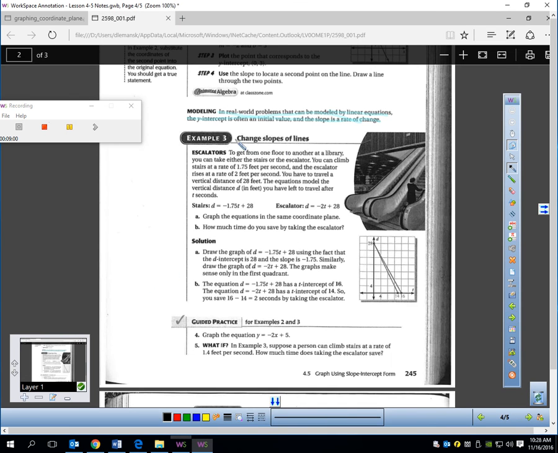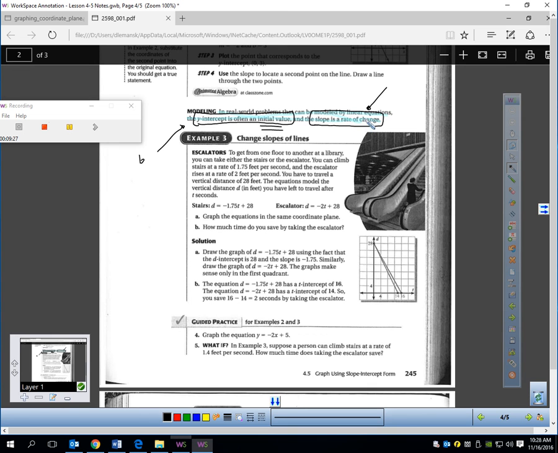Okay, now, in real-world problems that can be modeled by linear equations, the y-intercept is often the initial value of the problem. So whatever number is in for B in the equation, that's often the initial value of the problem. The slope is the rate of change. We talked about rate of change in the last video. We are comparing two quantities in a rate of change.